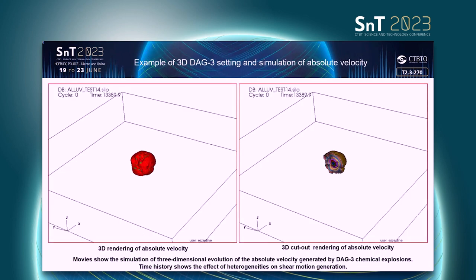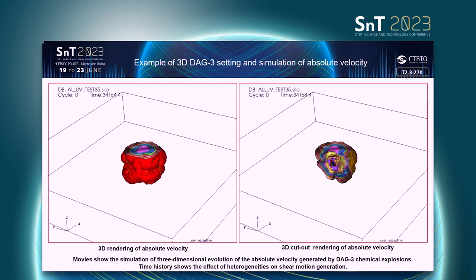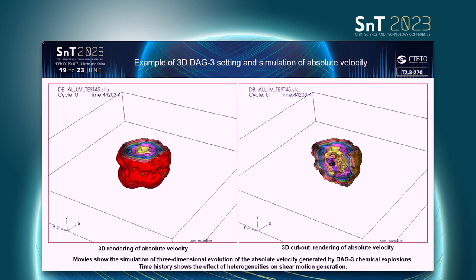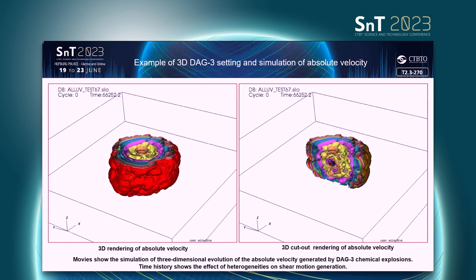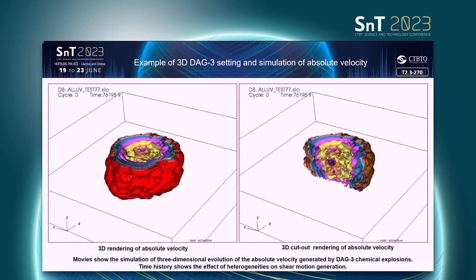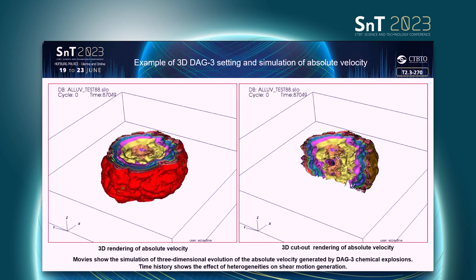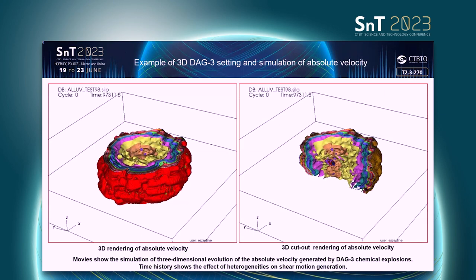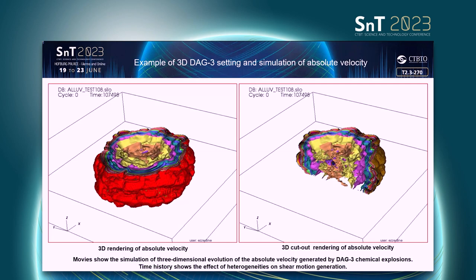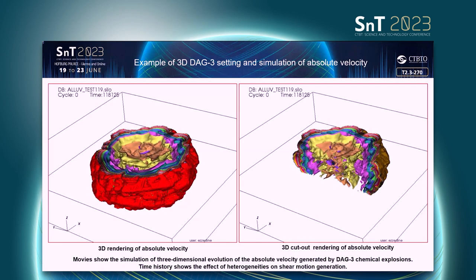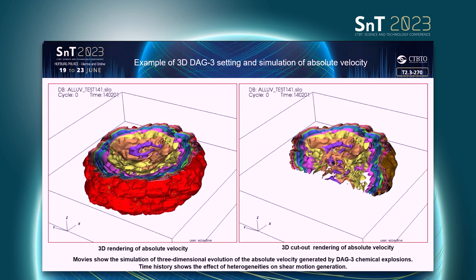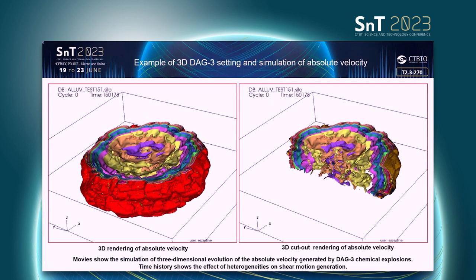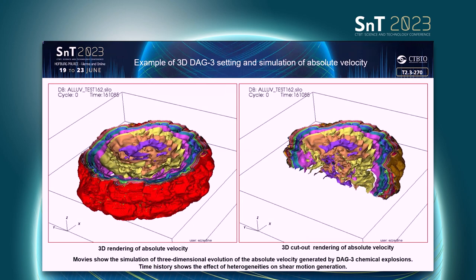Here's an example of how SPE-DAC3 shots look in 3D. You see on the left-hand side the absolute value, how it changes as a function of time. And you can see the variation of the geology, how it created a non-spherical shock. Therefore, there is a genesis of shear motion. And again, like I said, a contrast of 2% between the lenses will create at least 5 to 10% shear motion conversion from the radial component.